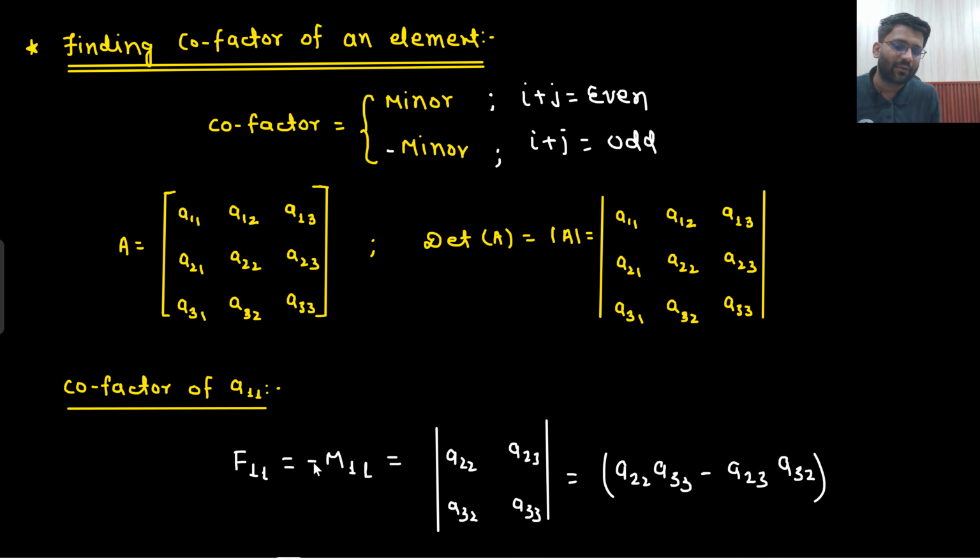So cofactor equals minor only. Plus sign only, basically no change in the sign. Cofactor will be equal to minor only if i plus j is even.